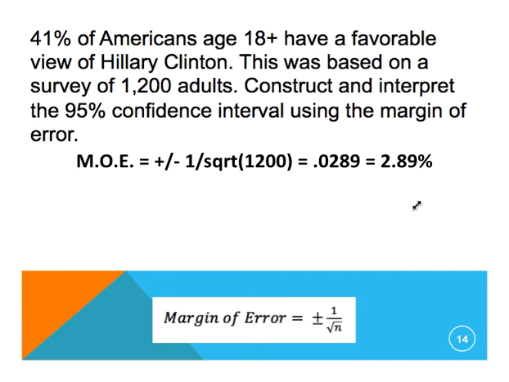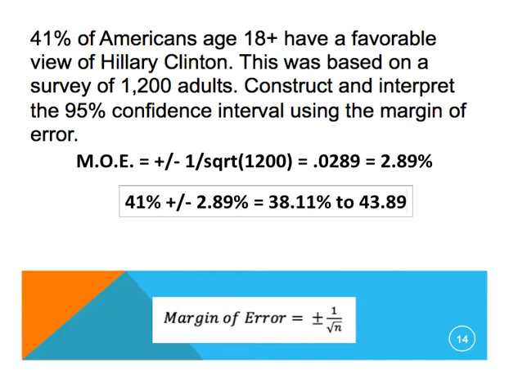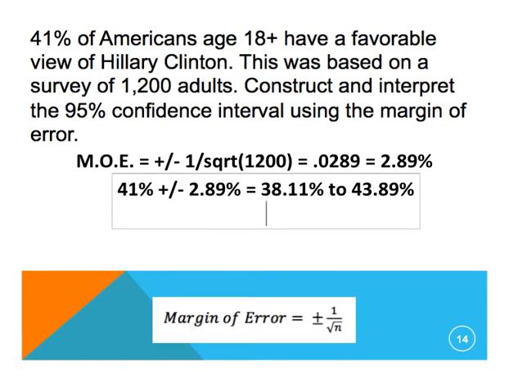So now, in order to construct the confidence interval, all we have to do is take the percent that we're given and then add and subtract the value that we just calculated. So I am just going to take the 41% and then add and also subtract the 2.89%. So if you do 41 minus 2.89, you'll get 38.11%. And then if you take 41 plus 2.89, you'll get 43.89%. So that's going to be your confidence interval.